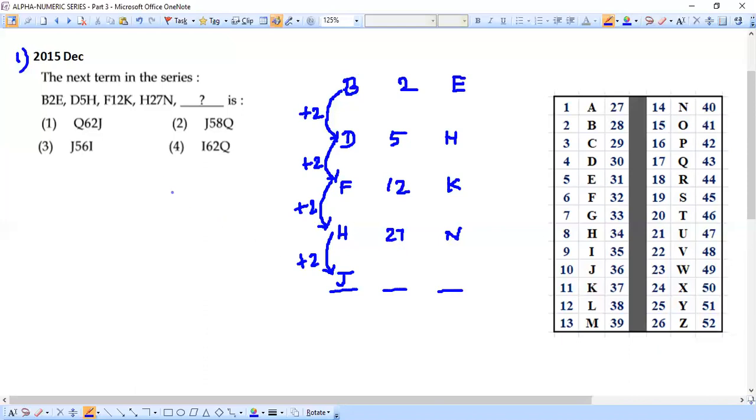Now immediately come to the options. We have 4 options, 1, 2, 3, 4. Now we are sure that the first letter is J. What options can we eliminate here? We can surely eliminate options 1 and 4. See here, in options 1 and 4 we have Q and I respectively. So they can't be our correct answers. Options 2 and 3 each start with J. That means we can hold those two options.